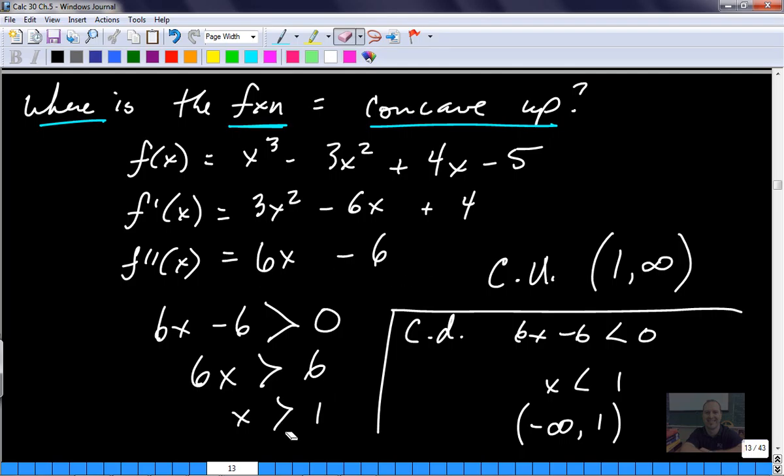Awesome. You can check the opposite too, like 0 is less than 1. 6 times 0 minus 6 is a negative number. Okay, we're good. So what that means is that this function right here is concave up whenever x is between 1 and infinity. Okay? So now I'll just point out these are rounded brackets here because this is greater than 1.